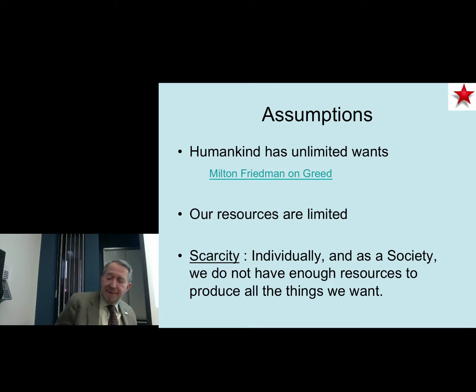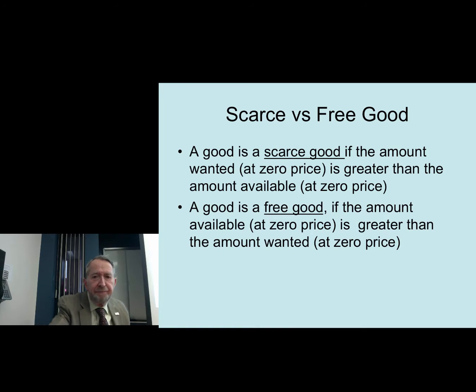So we describe that condition as called scarcity, and it means that individually or as a society, we don't have enough resources to satisfy all of our wants or to produce all the goods that we would in fact like to have. So using it as an adjective, a good is scarce if the amount you would like to have at zero price is more than what's available at zero price.